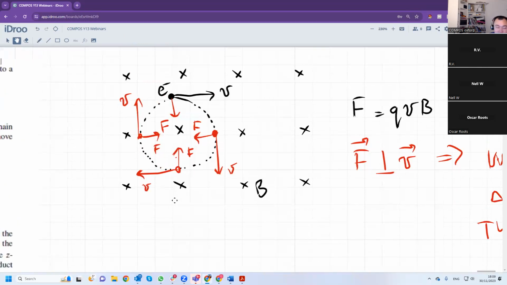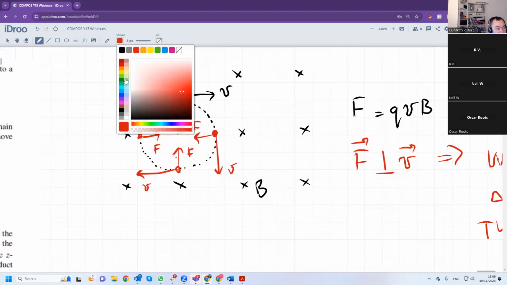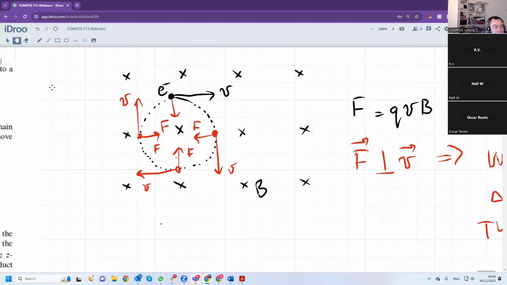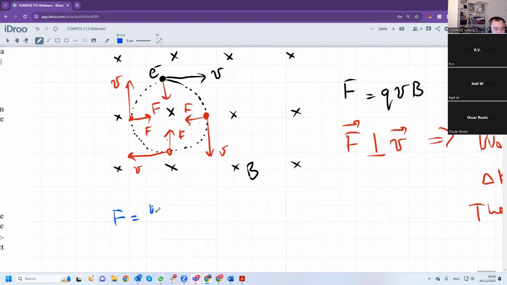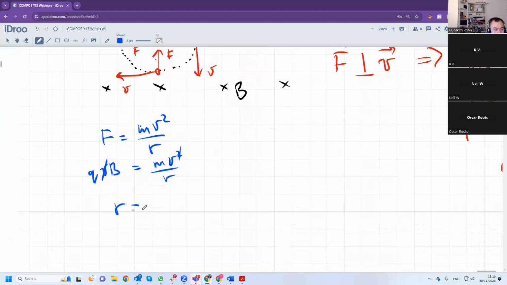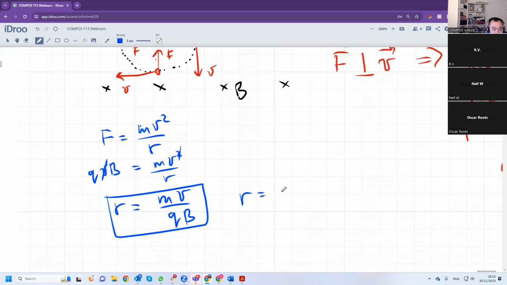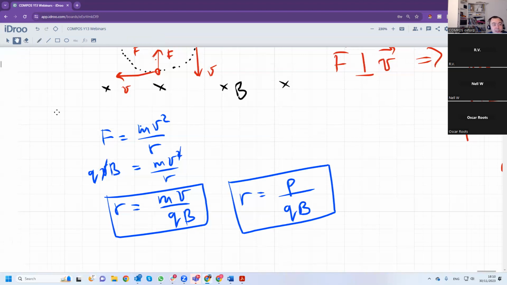And if you write down the equation, this is what you are taught at A level or equivalent. The force is equal to mv squared over r, where r is the radius. This is because it's circular motion. And the force is qvB equals mv squared over r. And so you can cancel the v and you can find the radius. r is mv over qB. Sometimes it is written as r equals p over qB, the momentum of the particle divided by qB.